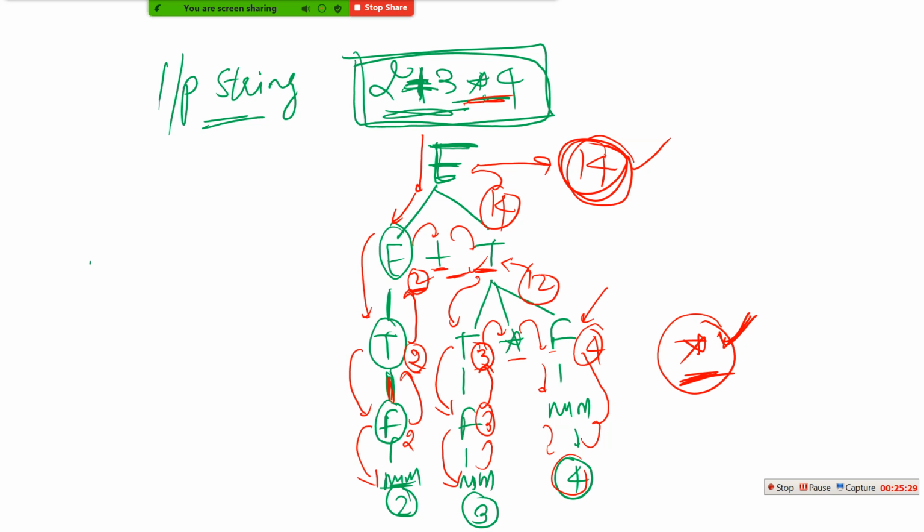So semantic tree generates a meaningful parse tree, right? Then how can we say whether a parse tree is meaningful or not? Semantic tree is generating a meaningful parse tree, right?